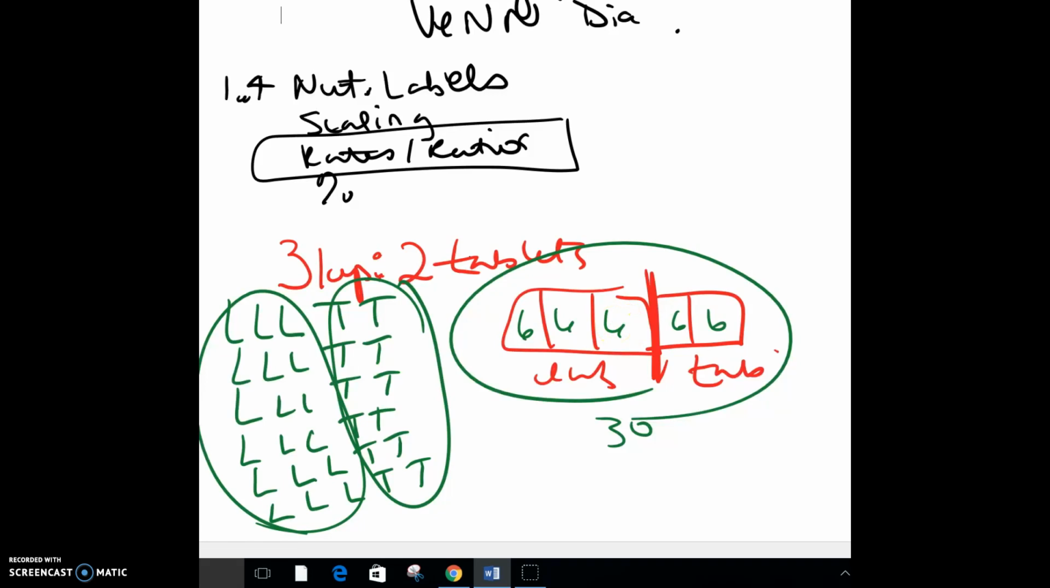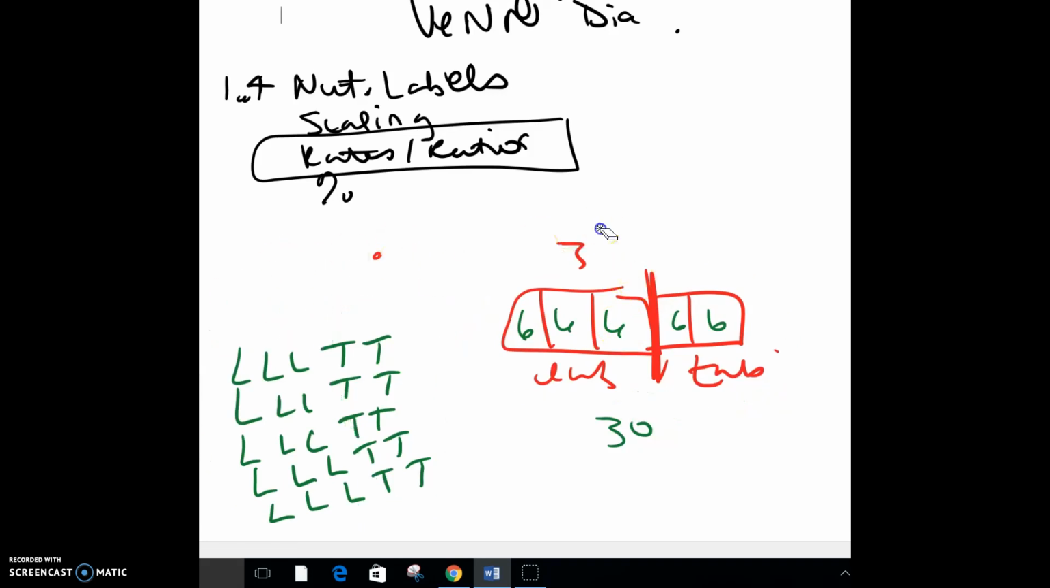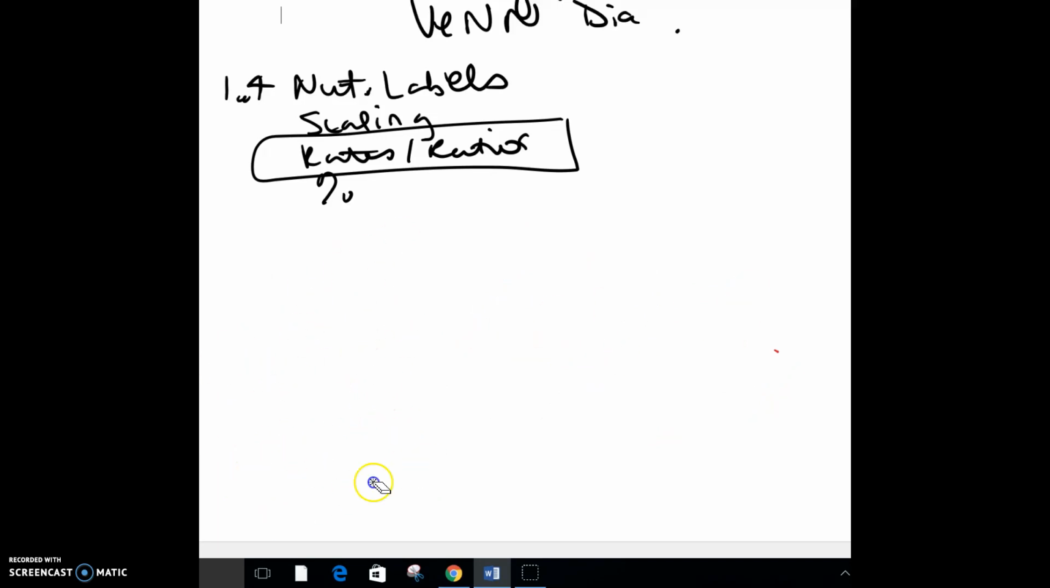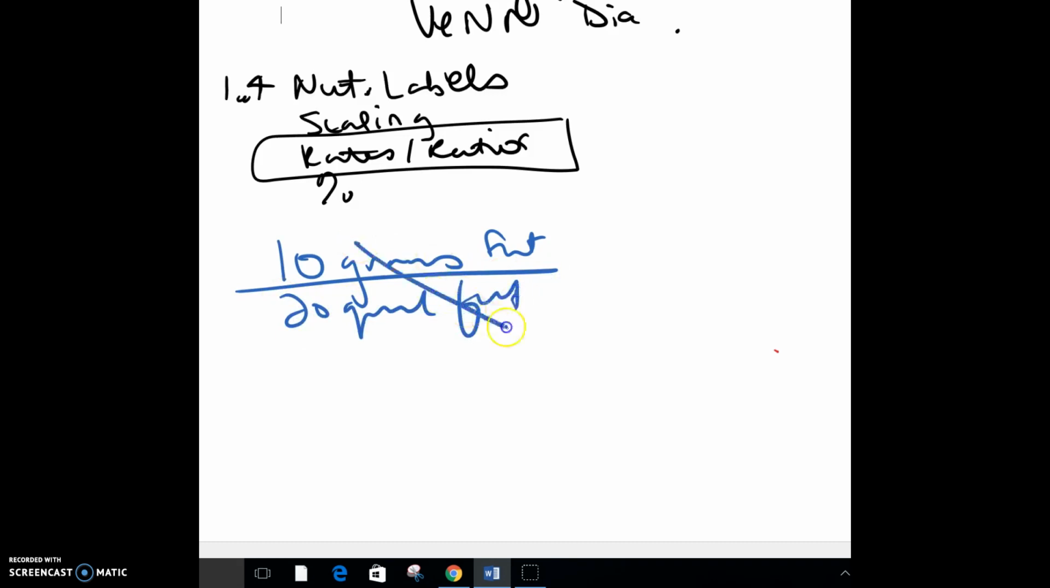And then percents, the main thing you need to know about percents is scaling, or like the nutritional labels. To get a percent, you always divide and multiply by 100, and your units have to match. So you might have, say, 10 grams of fat divided by 20 grams of fat. Your units cancel. You multiply by 100, and you get 50%.